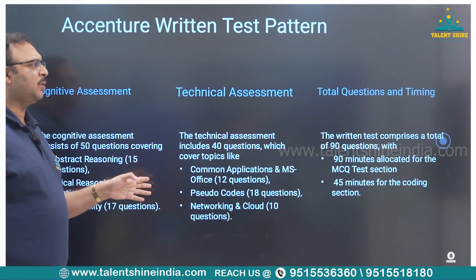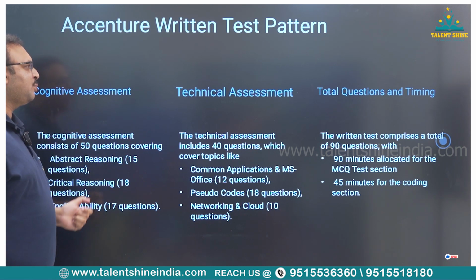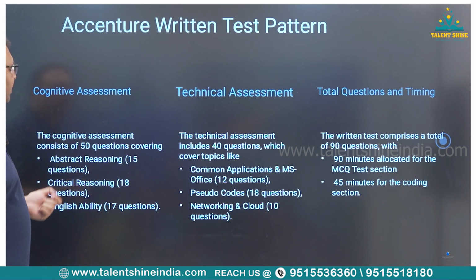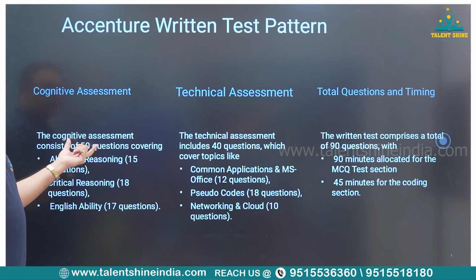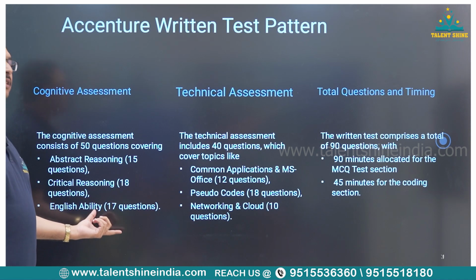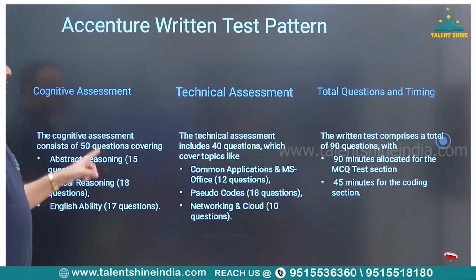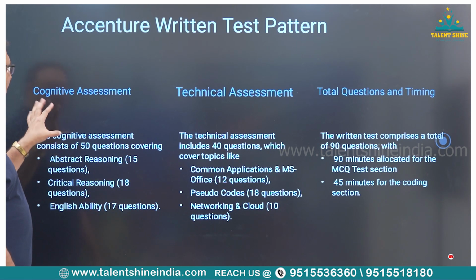But we divided this into two parts: cognitive assessment and technical assessment. In the cognitive assessment, guys, there are three types of questions. In cognitive, they are giving 50 questions in total, and we separated them into three parts. One is abstract reasoning, 15 questions. Critical reasoning, 18 questions. English ability, 17 questions. So they are giving it in this ratio. Here, the most important is critical reasoning. One more interesting point is that there is no quant here. You only need to prepare reasoning and English. That is sufficient for this cognitive section.